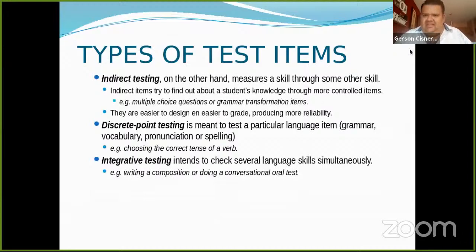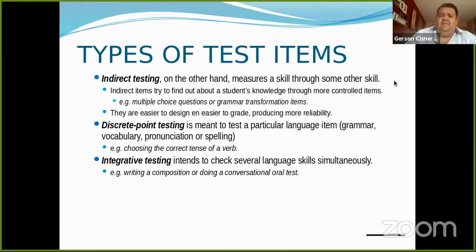Can you read this, Anaí, please, the first point. Chema, hello. Hello, sorry for being late. That's okay. Go ahead, Anaí. Indirect testing, on the other hand, measures a skill through some other skill. Indirect items try to find out about a student's knowledge through more controlled items, e.g., multiple choice questions or grammar transformation items. They are easier to design and easier to grade, producing more reliability.